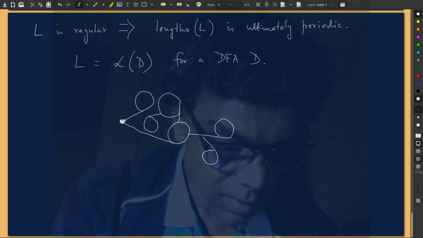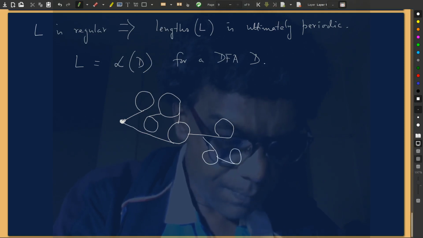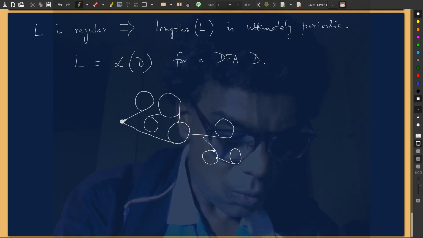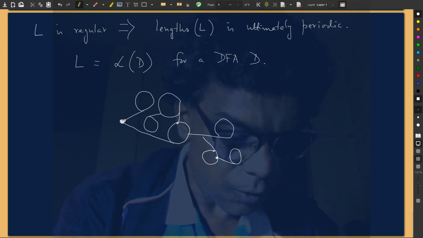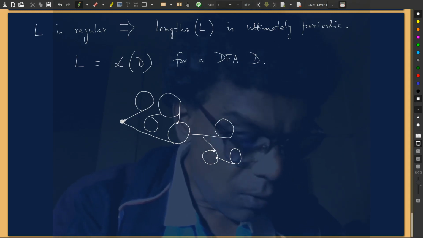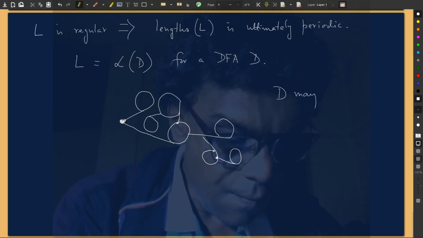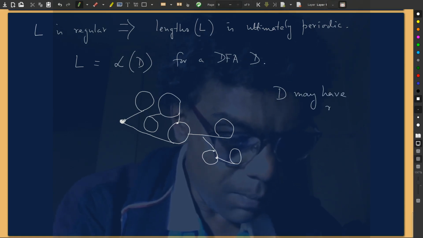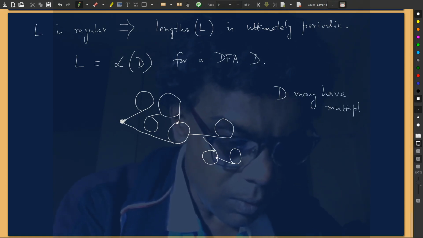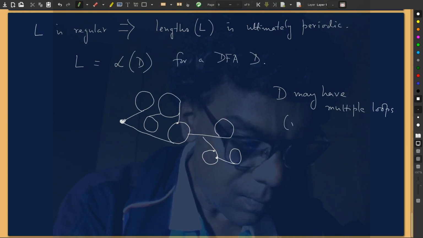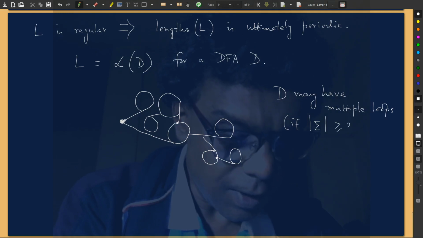Each branching may lead to some kind of loops. And of course, these loops I have shown as non-overlapping. They may also overlap. So in this case, D may have multiple loops, given that the size of the input alphabet is greater than or equal to 2.